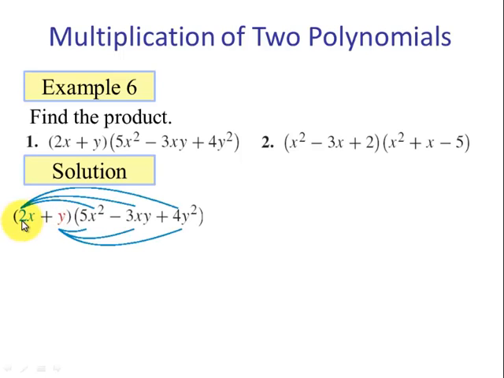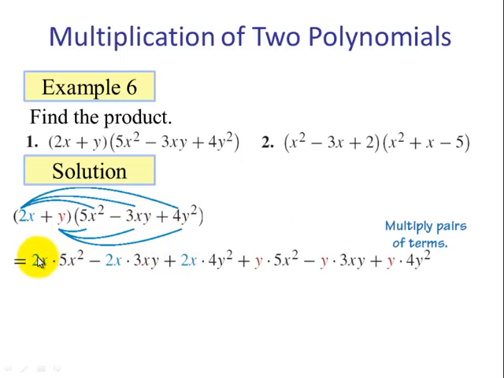So for number 1, we distribute the 2x to every single term in the trinomial, and then we distribute the y to every single term in the trinomial. Next, we multiply. This will become 10x cubed. This will become negative 6x squared y. This term will be 8xy squared. This term will be 5x squared y. This term will be negative 3xy squared, and the last term will be 4y cubed.